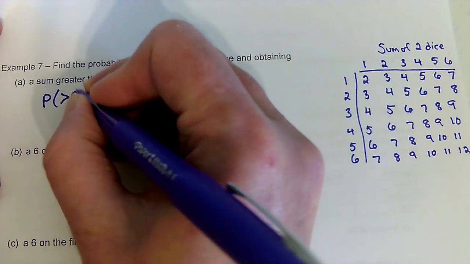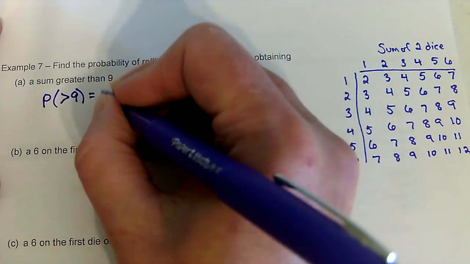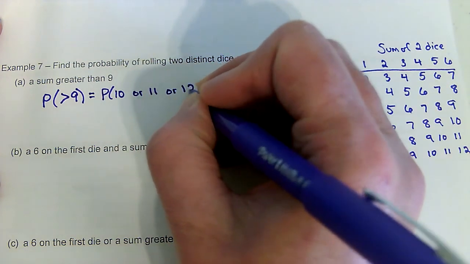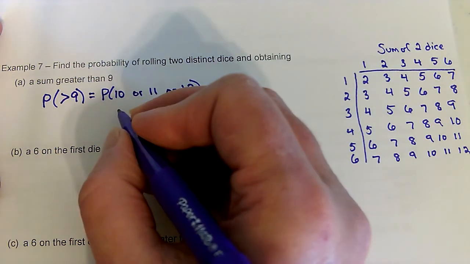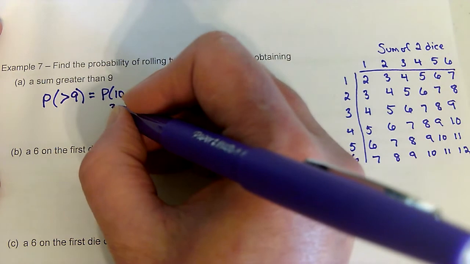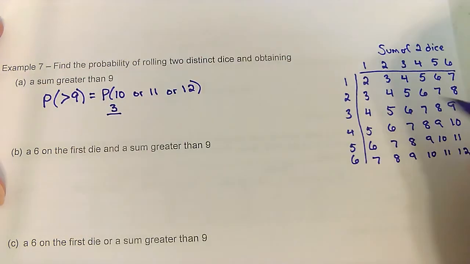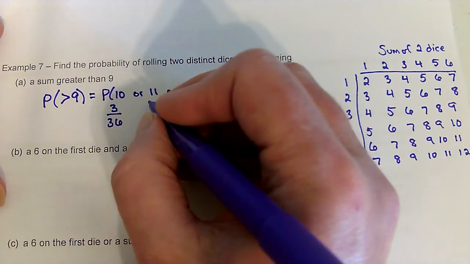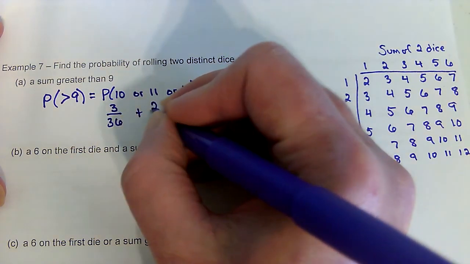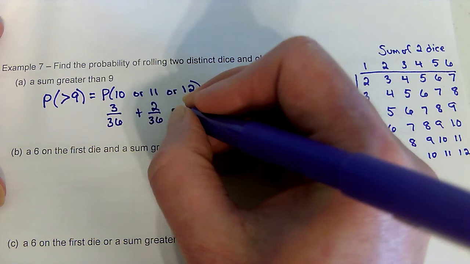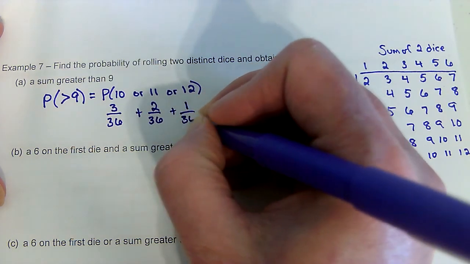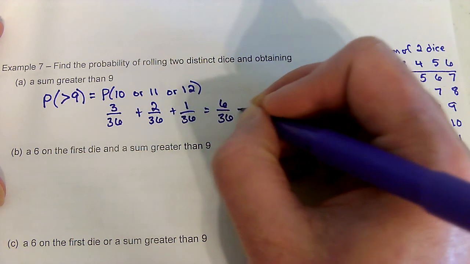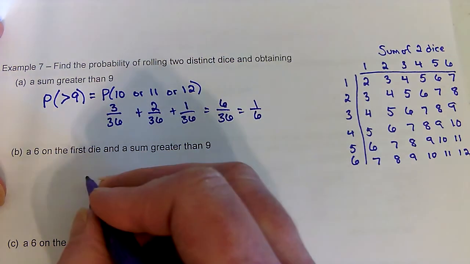Probability of being greater than 9 would be the probability of getting a 10 or an 11 or a 12. So the probability of getting a 10, there's 3 of them, out of, ooh, how many do we have? 6 by 6, that's 36. Probability of getting 11 is 2. And the probability of getting a 12 is 1. So that would be 6 out of 36, or 1/6.